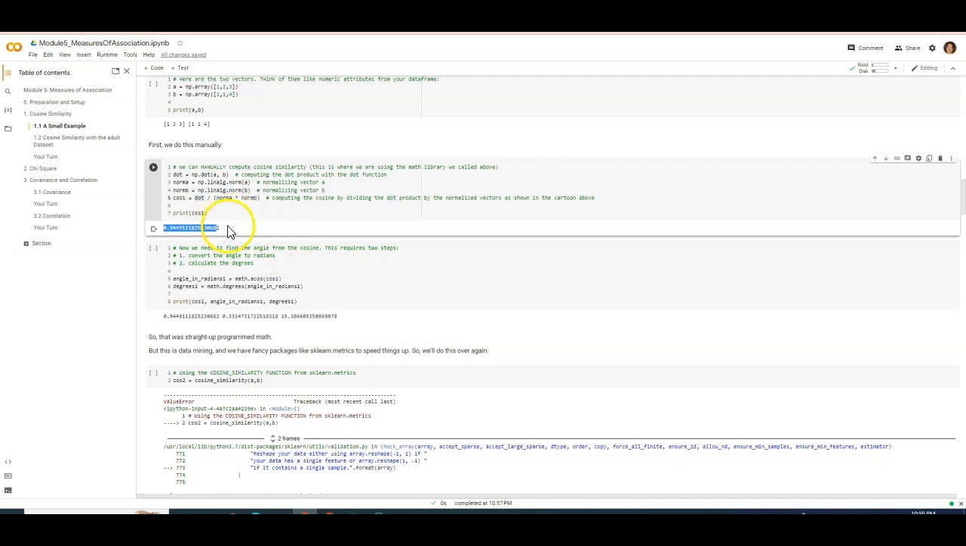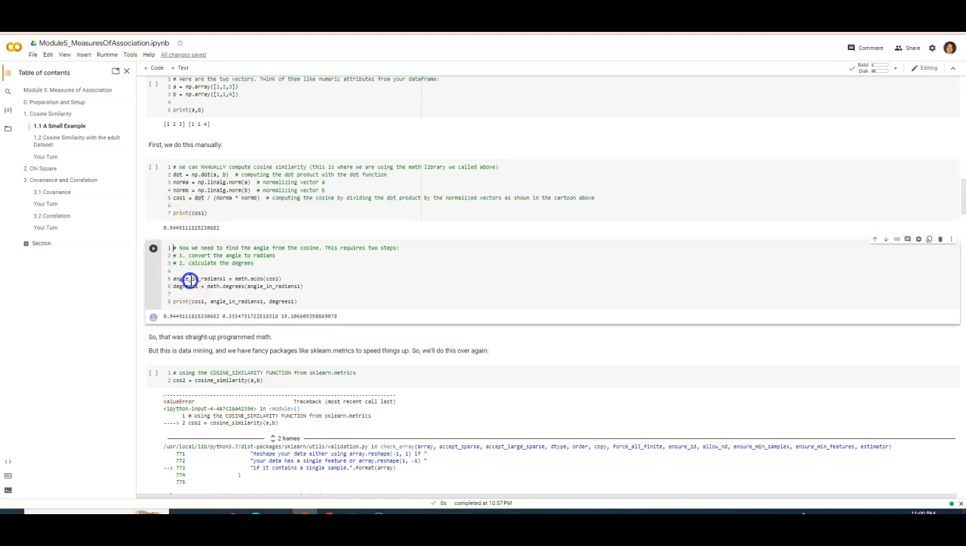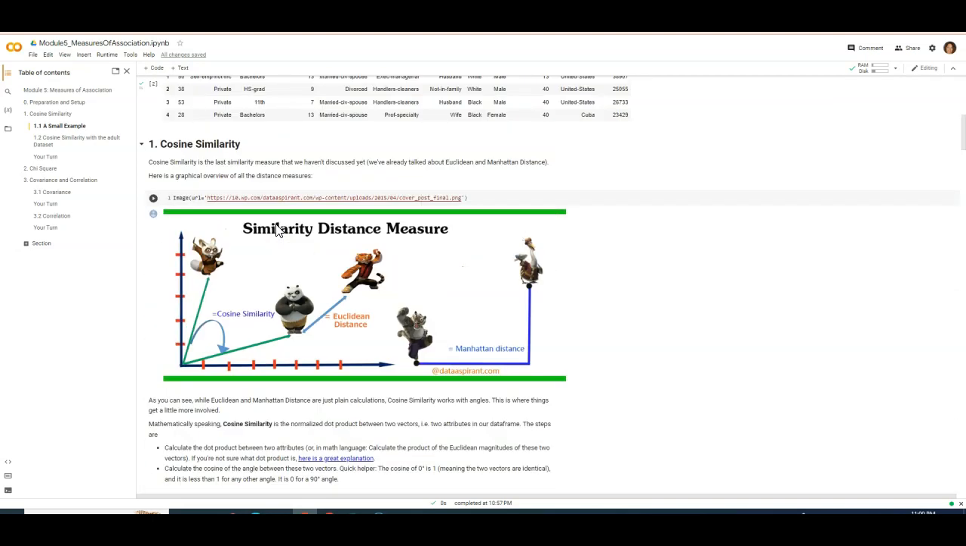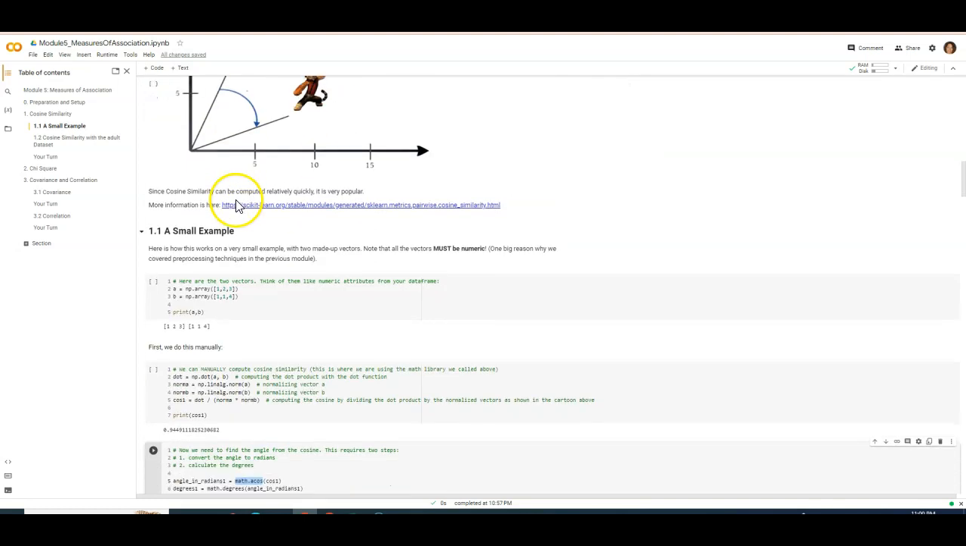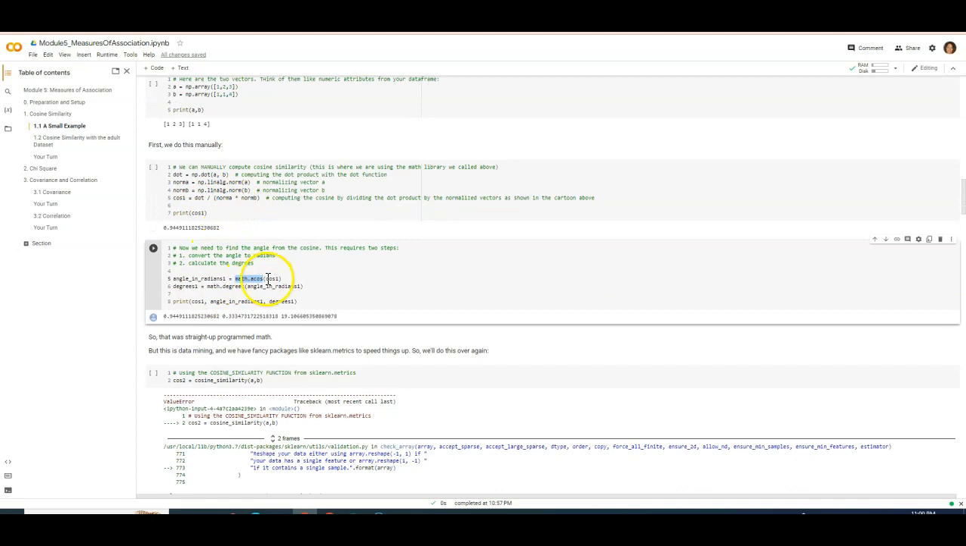Now we need to find the angle from that cosine, and in order to do that we require two steps. The first one is we need to convert the angle into radians, and then we need to calculate the degrees from the radians. So to convert the angle into radians, we use our math.acos. That was the library that we pulled in up here, right? And we do that on cosine 1, which we've calculated here. That's this value.